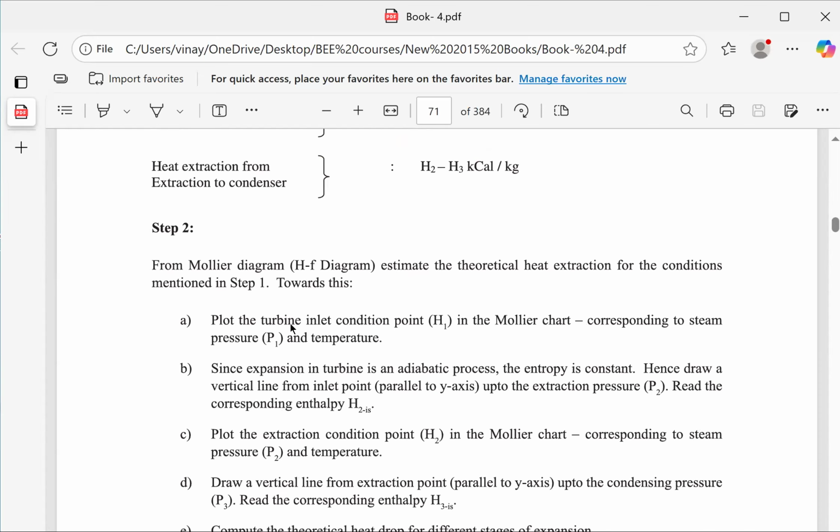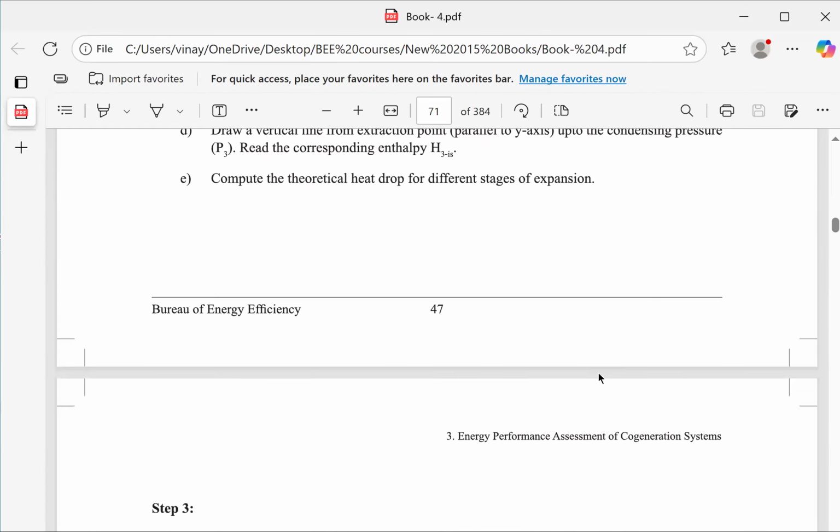Then comes the step 2 from the Mollier diagram. Now, Mollier diagram we are not allowed to refer in the paper. So the extraction, rather the parameter is already given to you ready-made. Plot the turbine inlet condition, outlet condition. We are not going to do any of this.